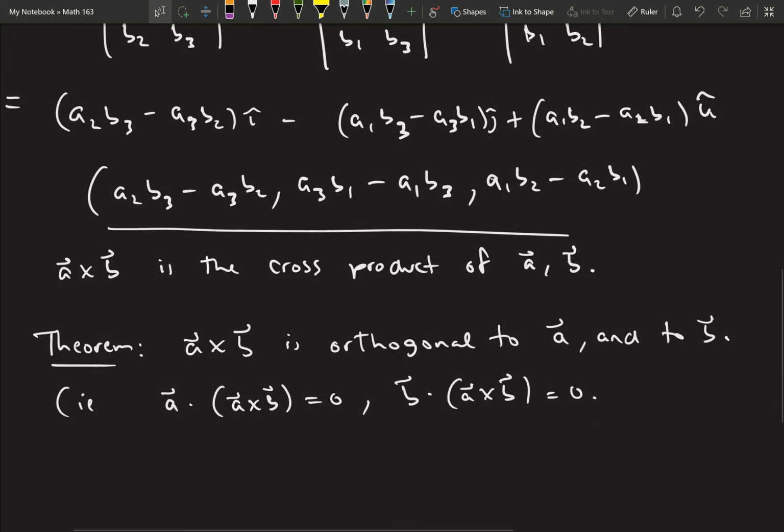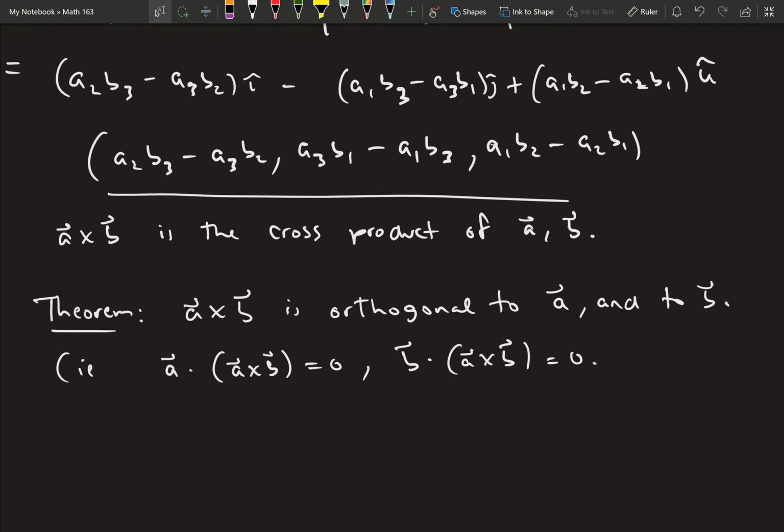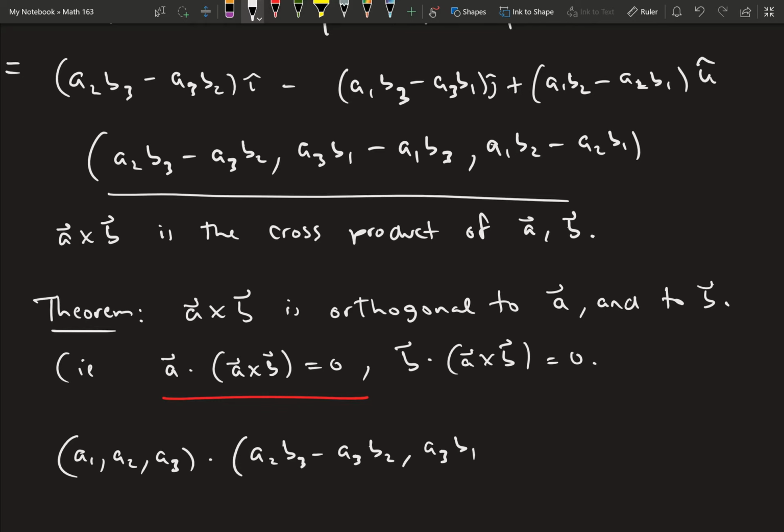Well, I guess since we're here, before we do the example, let's just show one part of this. Let's show that this is true, and I'll leave you to think about the other part. So let's take A1, A2, A3, and dot it with this giant cross product here. It's going to be just an exercise in symbolic notation, but it is a sufficient proof to show that this is actually orthogonal to the cross product.